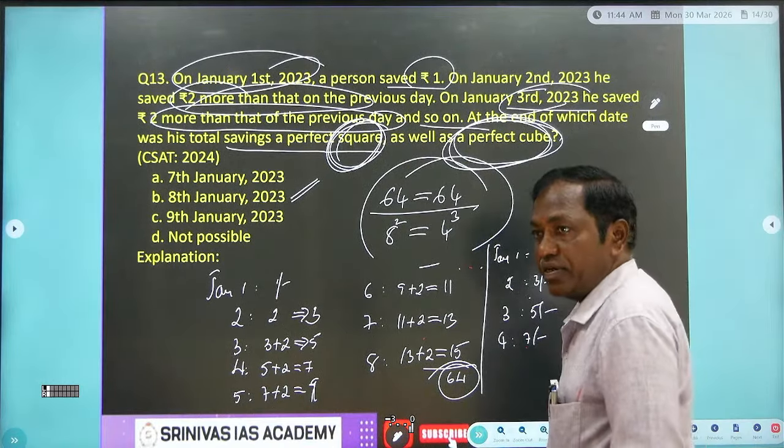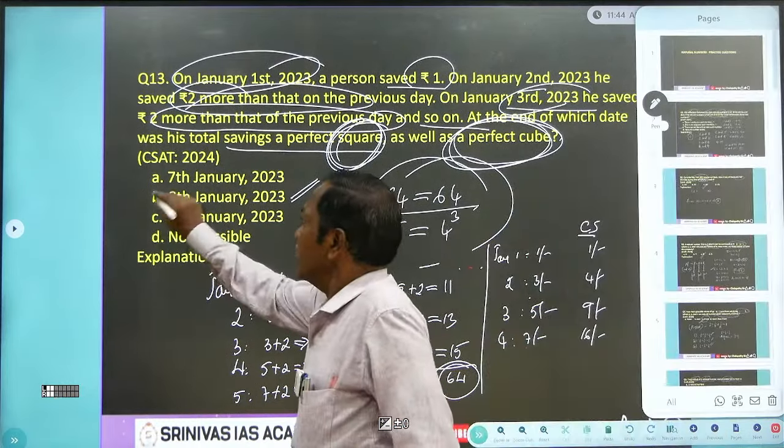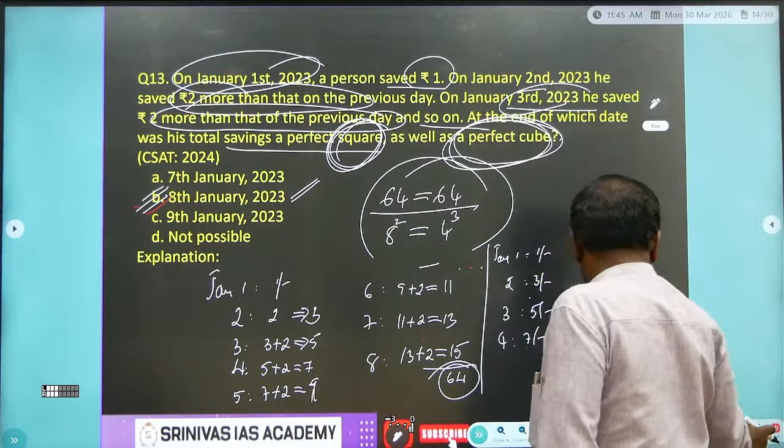Did you get this answer? What is the option? Option B. Option B is the appropriate one.